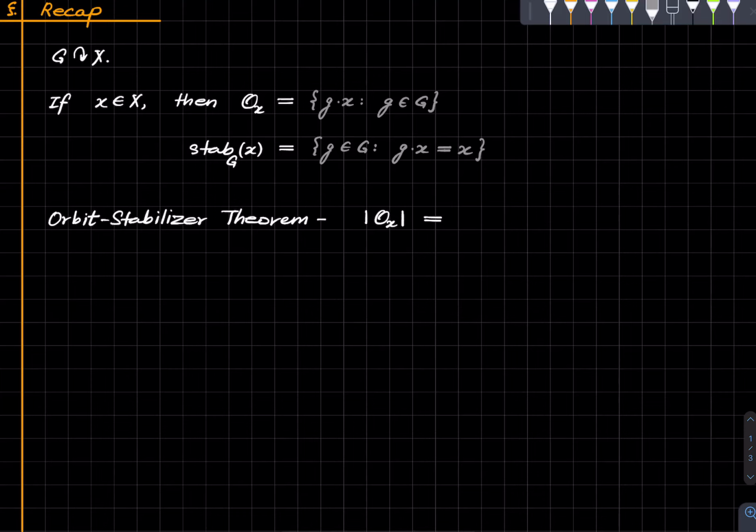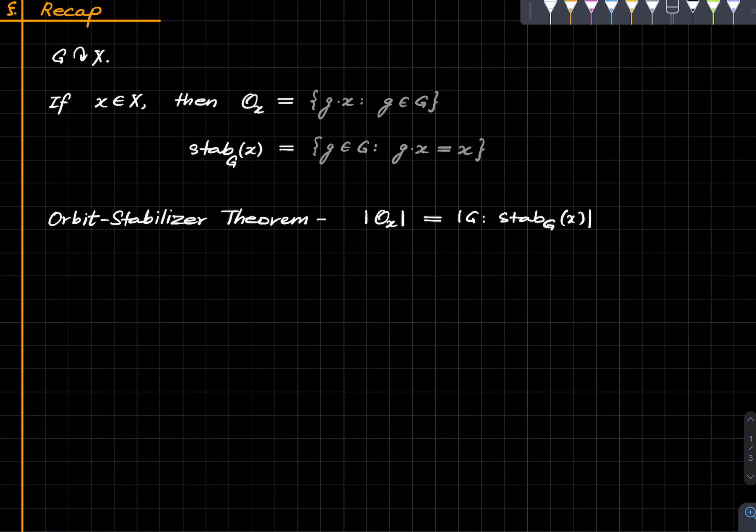And the orbit stabilizer theorem says that the cardinality of this orbit is equal to the index of the stabilizer of x. So the subscript is there to emphasize which group we are talking about. Usually there is only one group that we are talking about, so there is no confusion and one may drop it. But I, as a force of habit, put it.